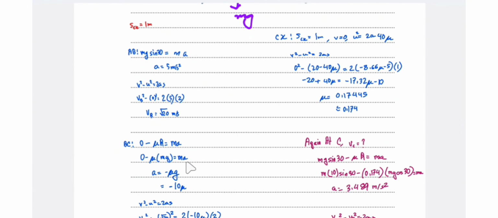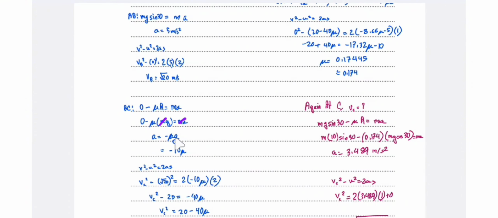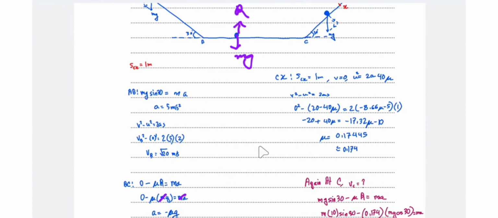So we cancel the mass, and acceleration is equal to negative mu g. So acceleration is equal to negative mu g. So this is for the acceleration. Now what is the speed of the particle at C? So the speed of the particle at C, that is vC.